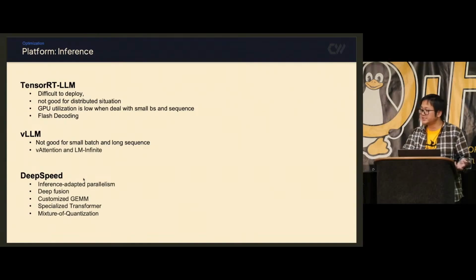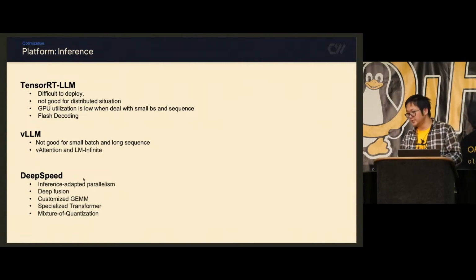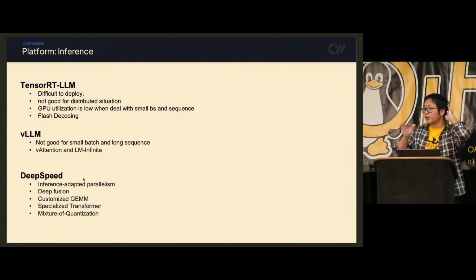And for the inference side, there's also a platform. The first one is TensorRT-LLM. It's also provided by NVIDIA. They also do all kinds of optimization. But it's difficult to deploy and not good for the distributed situation. We can't do a very big model size there, and the GPU utilization is low. When we deal with a small batch size and sequence, like if we ask small questions, we can see the GPU utilization is quite small.